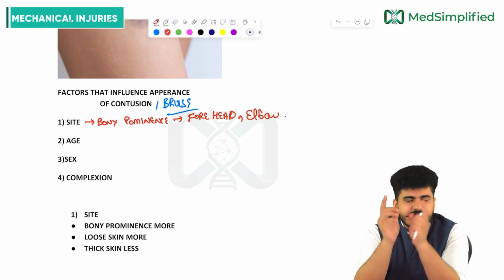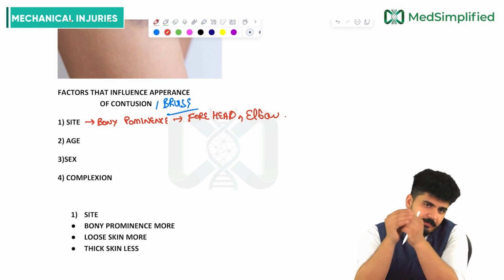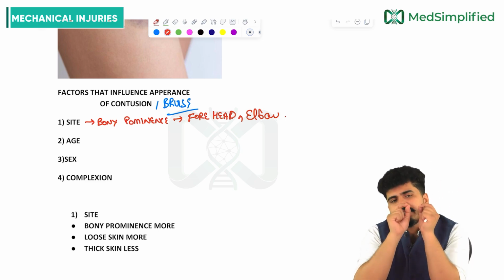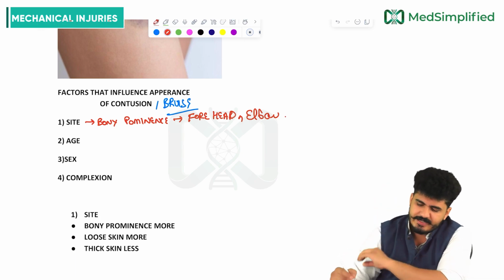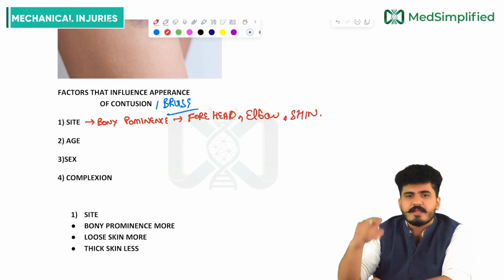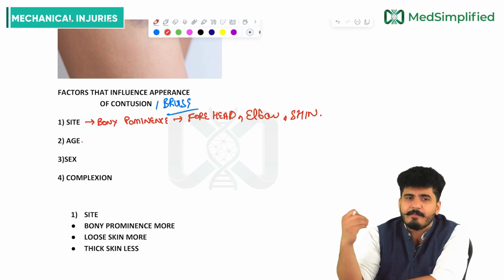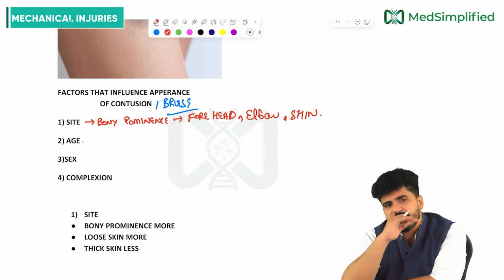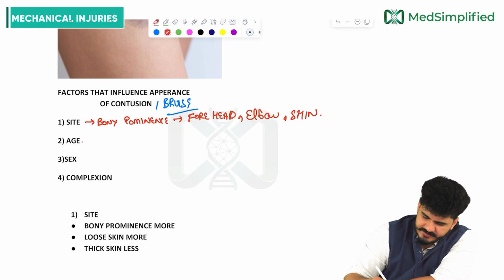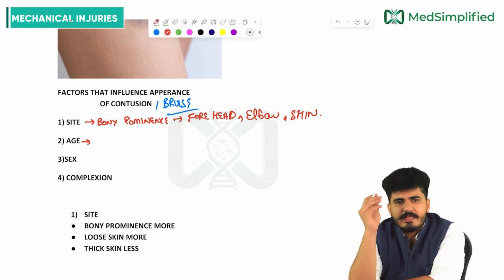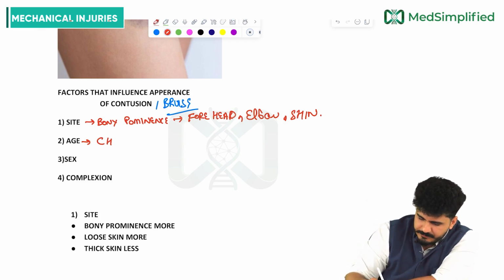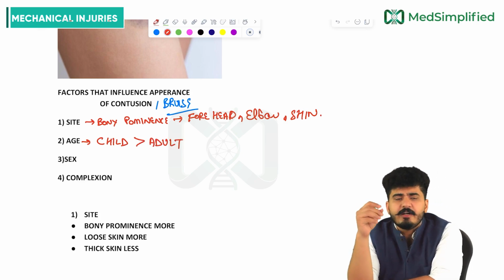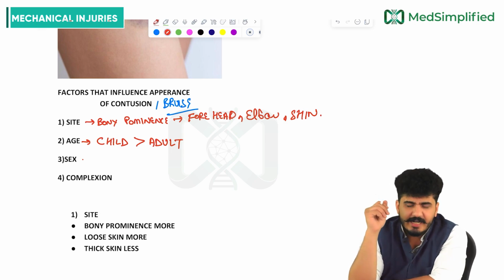So the first factor is the site. You should remember the site is the bony prominences, that is your forehead, elbow, shin also is included. These are the common areas where it can most commonly happen because of the direct contact of the skin and the vessel. Now coming to the second factor, age. If we have to talk about age, child or adult, where bruising is most common, your answer will be child. Comparing child and adult, who get bruised most commonly, that is your child, my dear friends.